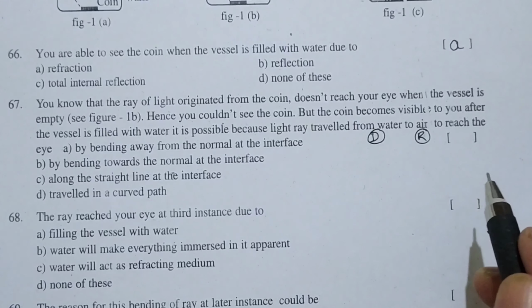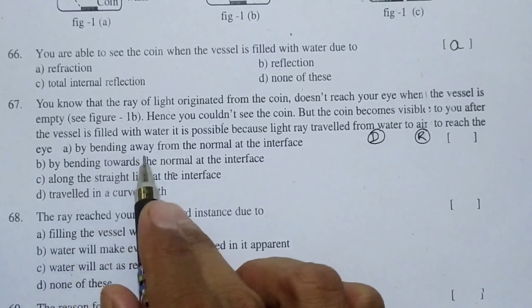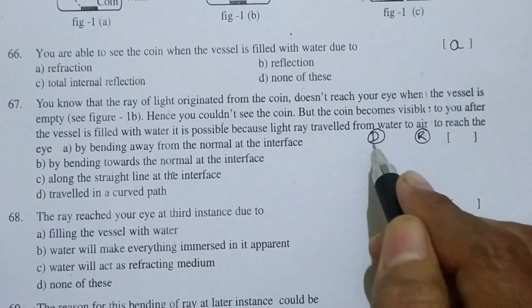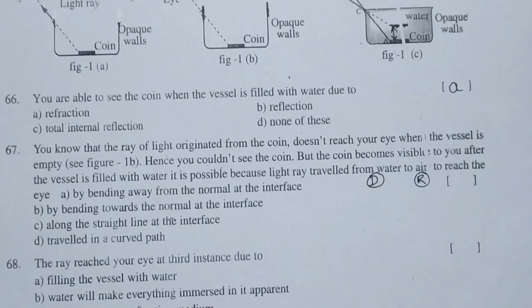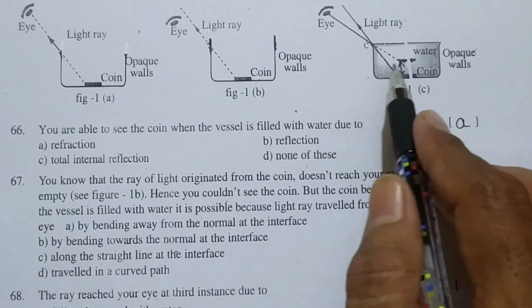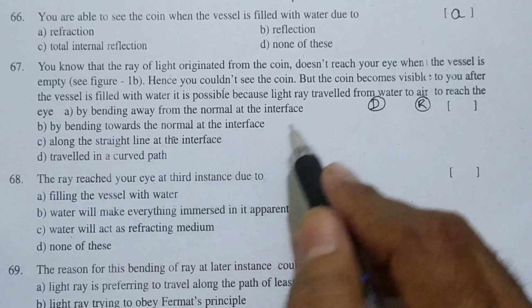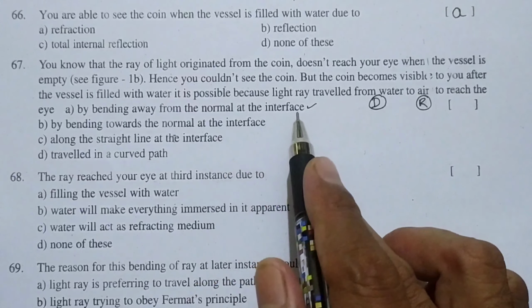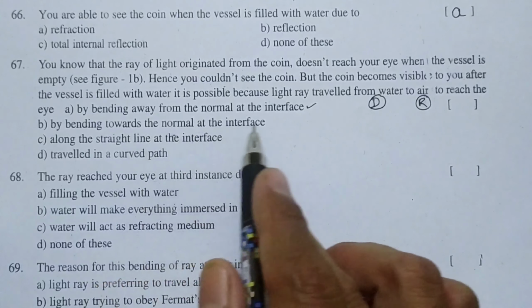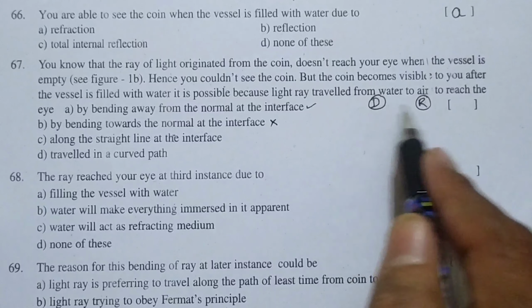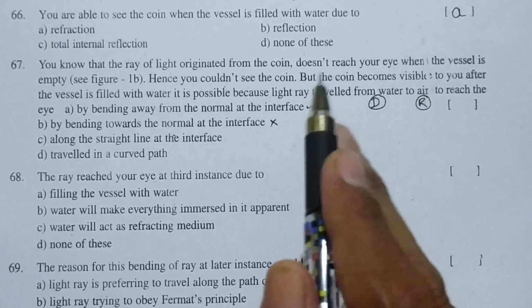Now why is it visible? The question asks: by bending away from the normal to the interface. When light moves from denser to rarer, definitely the refracted ray moves away from the normal. So from the options, the first one is the right option. Second one, by bending towards the normal. No, that happens when it moves from rarer to denser. So it is from denser to rarer now, so away from the normal is correct.